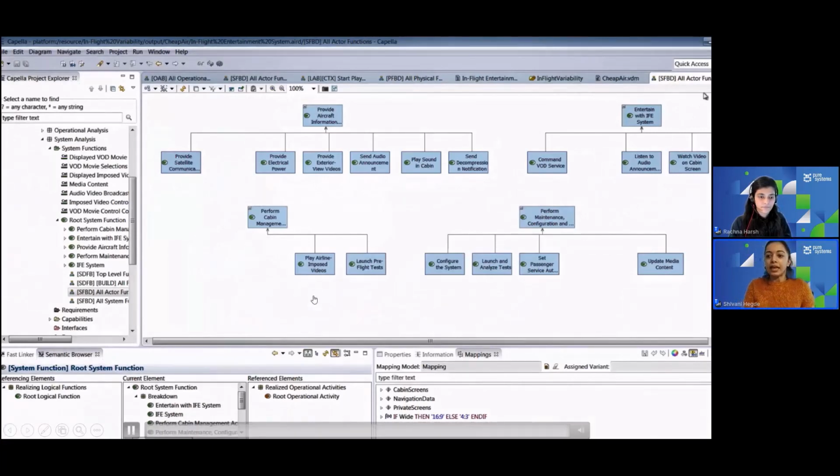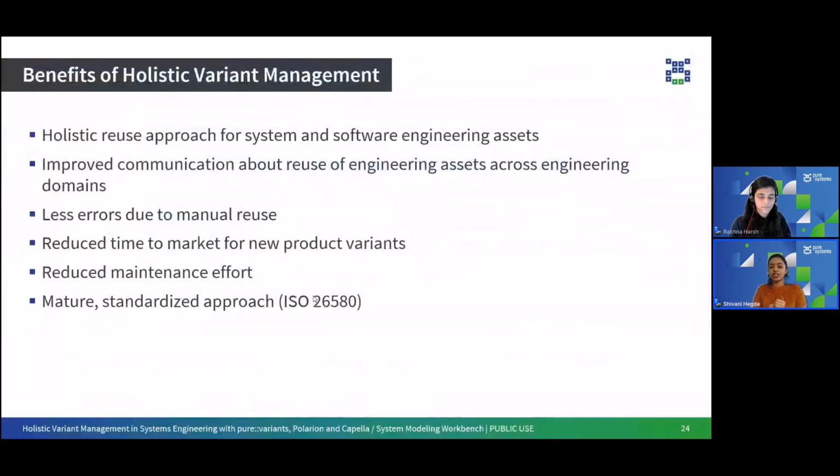So yes, with this we have reached the end of today's tool demonstration that covered the variant management across Polarion and Capella with pure::variants. Before moving on to the Q&A part, I would like to point out some of the highlights or benefits of holistic variant management with pure::variants. As you see, these are some of the highlights of using this particular approach. We say that it helps us with a holistic reuse approach for system and software engineering assets. Then it also helps with improved communication about reuse of engineering assets across engineering domains.